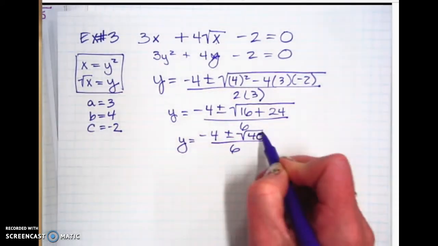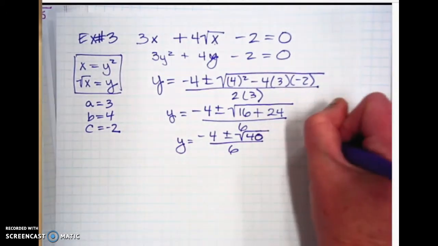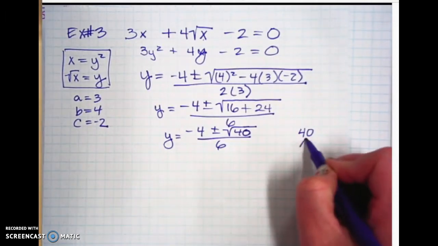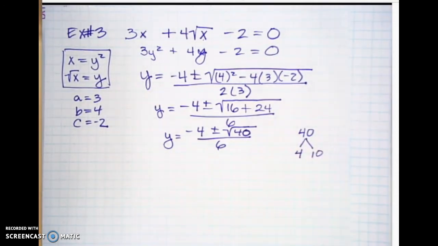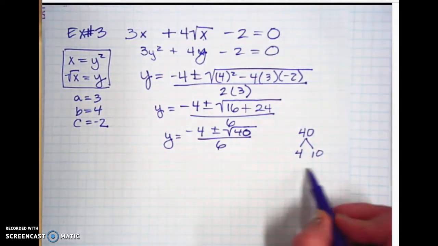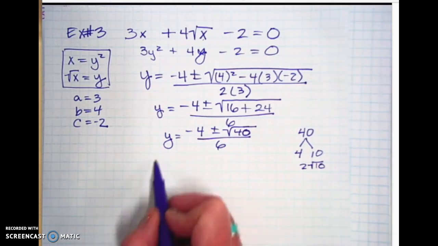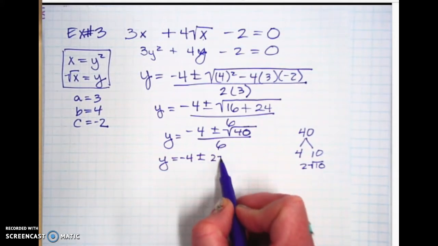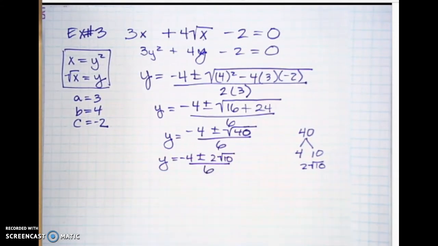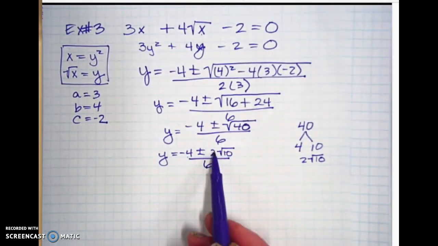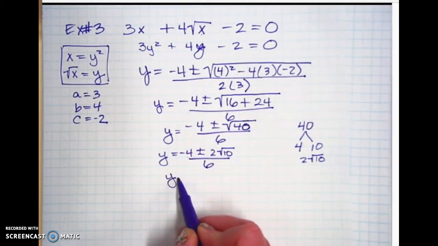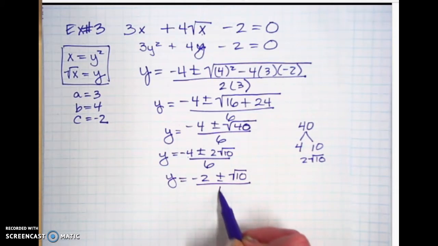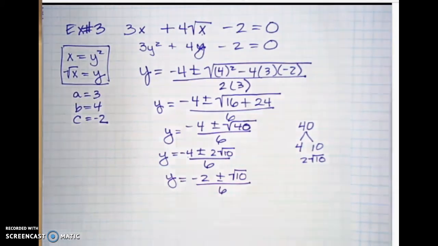Is 40 a perfect square? No. But does it have perfect square factors? Yes. So if you want to factor it, you can do your little factor tree, but I think most of you are at the point where you recognize this is 4 times 10, right? So the square root of 4 is 2, so this is 2 rad 10, okay? So we're going to say y equals -4 plus or minus 2 rad 10 over 6. And then what do you notice about these three numbers? Divide them all by 2, right? So this is -2 plus or minus the square root of 10 over 6. Sorry, 3.